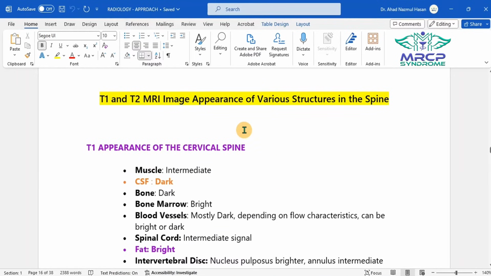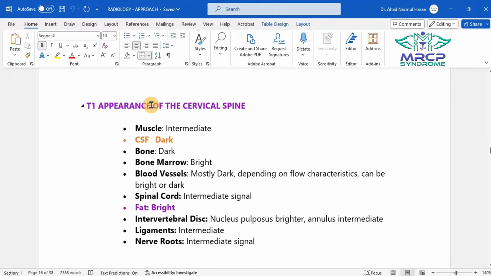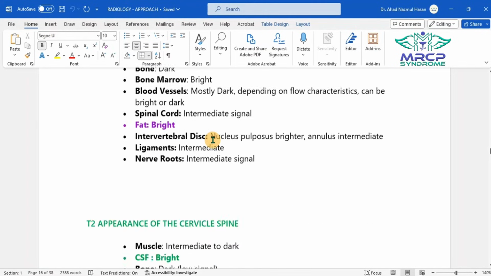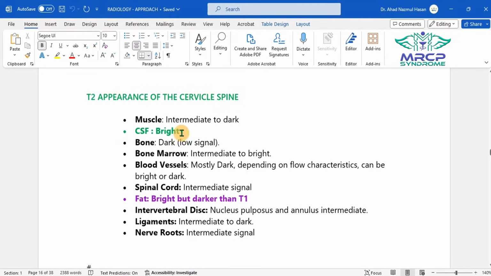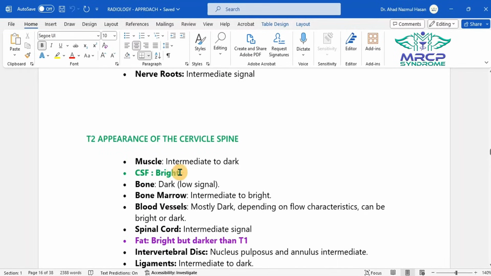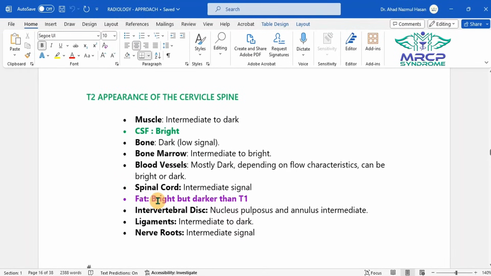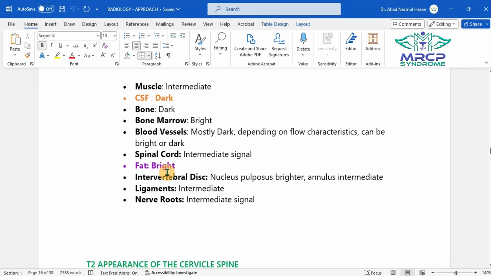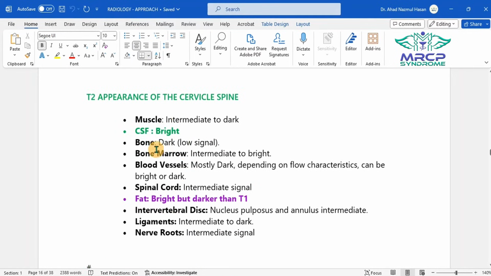So next one is the T1 and T2 MRI image appearance of various structures in the spine. Similarly, in T1 the CSF would be dark, the bones would be dark, the fat would be bright, and the intervertebral disc would be intermediate. In case of T2, the CSF would be bright, whereas previously the CSF was dark. The fat is bright in both T1 as well as T2, and the bones would be dark.